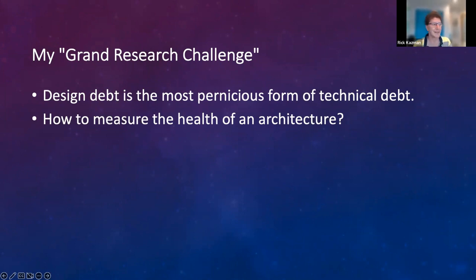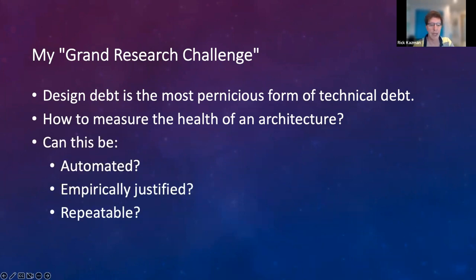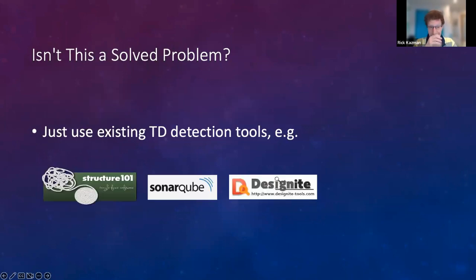So how do we detect this? How do we determine this? How do we put it on a scale? How do we measure the health of an architecture? And can this be automated? The answer is yes. I'll show you how. Can it be empirically justified and repeatable? Yes and yes. Well, you might say, isn't this a solved problem?